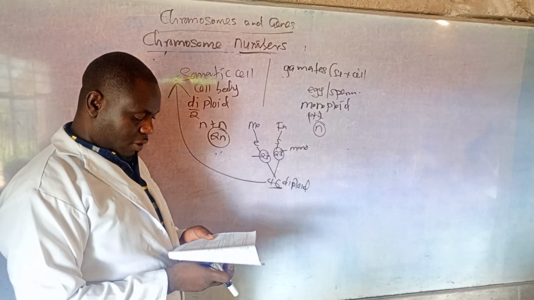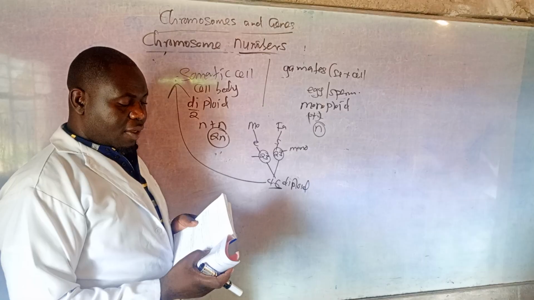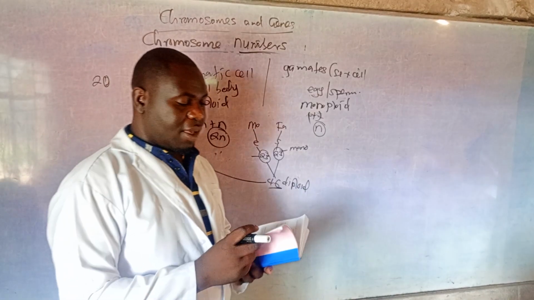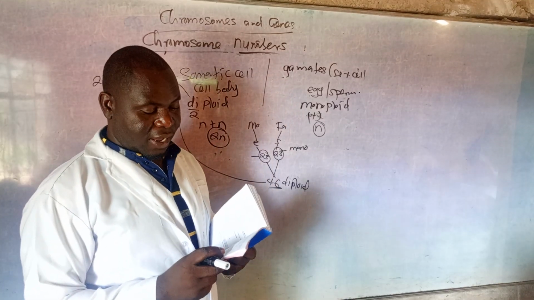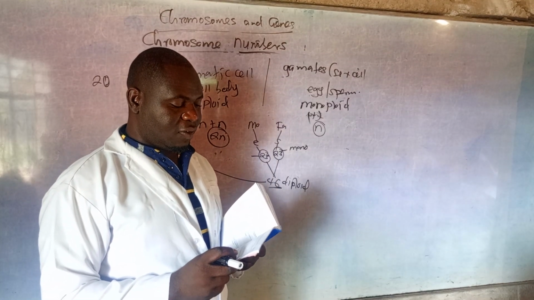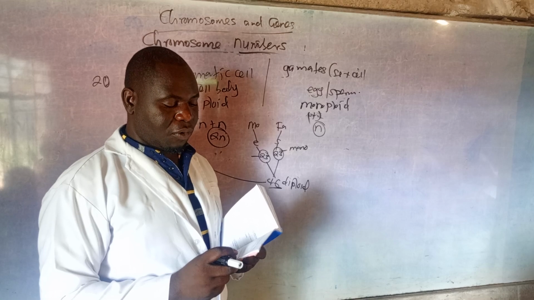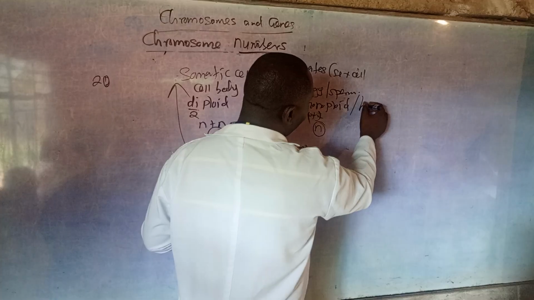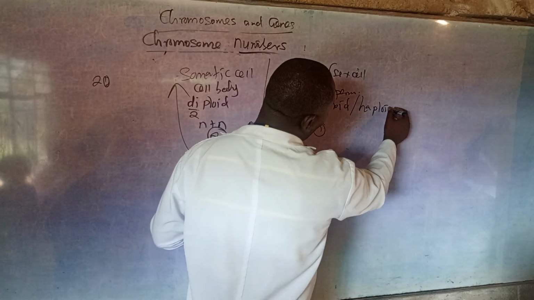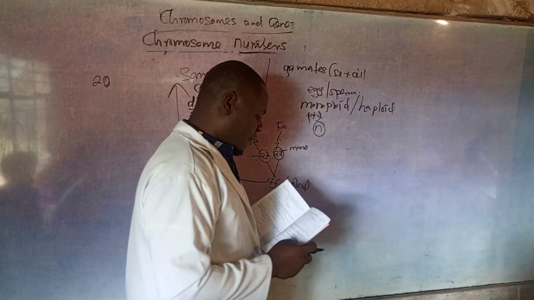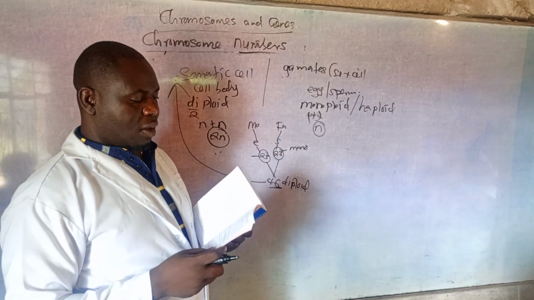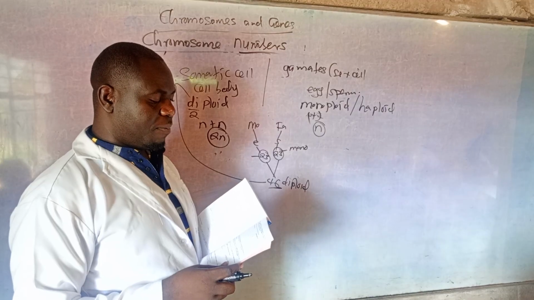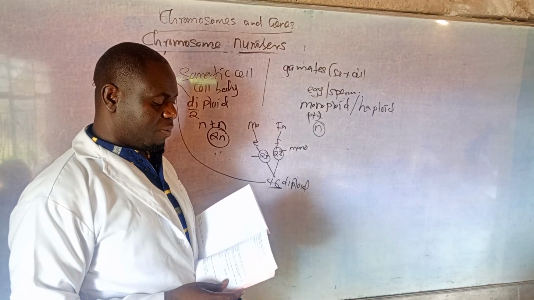So we are saying that the number of chromosomes in each somatic cell is called the diploid number, and the symbol is 2n. The number of chromosomes in each gamete is called monoploid or haploid, which is half, and the symbol is n. The haploid number is always half of the diploid number in a given species.